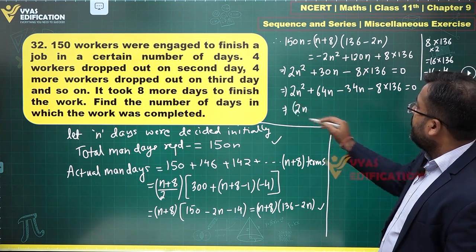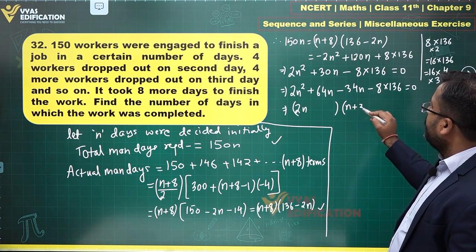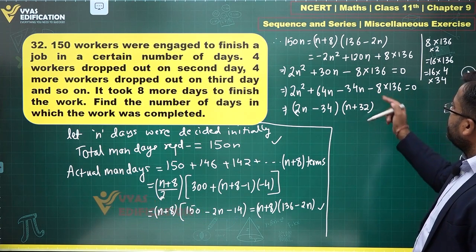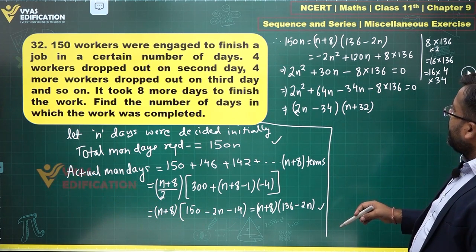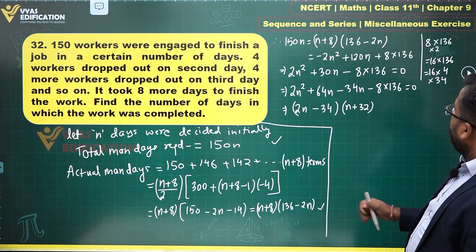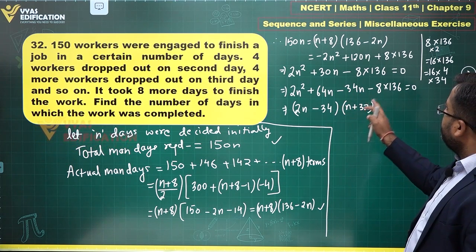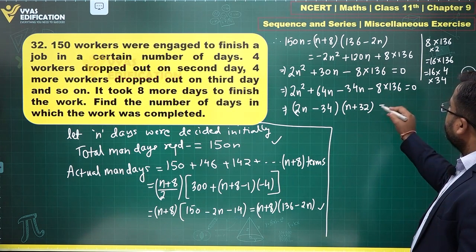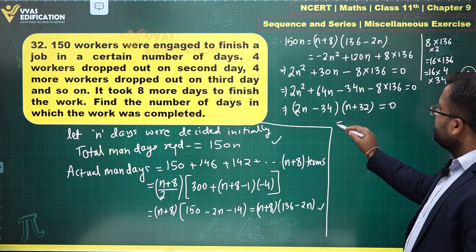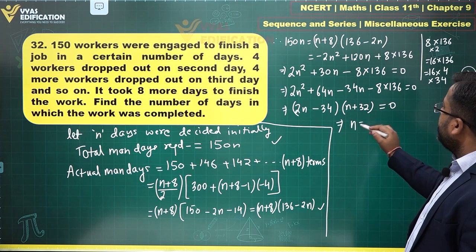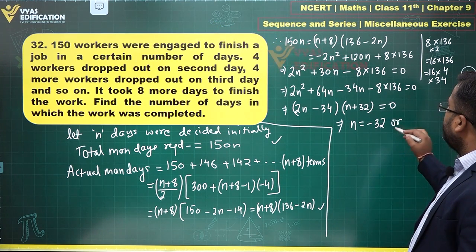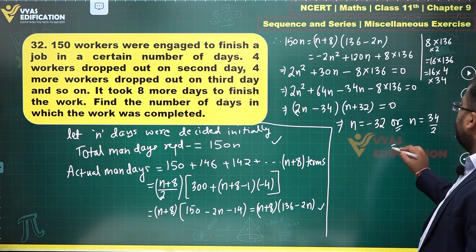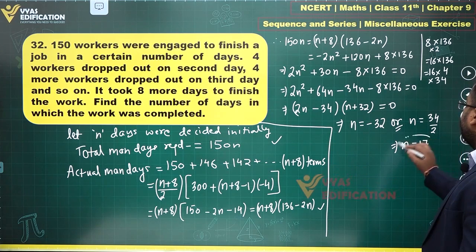2n will come out common from here. What remains is n plus 32. Minus 34 will come out common from here. 16 into 4, 64 will remain. Yes or no? Yes. Or 34 comes out common. n plus 32 remains. Yes, 32 will remain. Not 64, 32 will remain. This is what you get. This is equal to 0. That tells me the value of n will be minus 32, or the value of n will be 34 upon 2, which tells me n will be equal to 17.